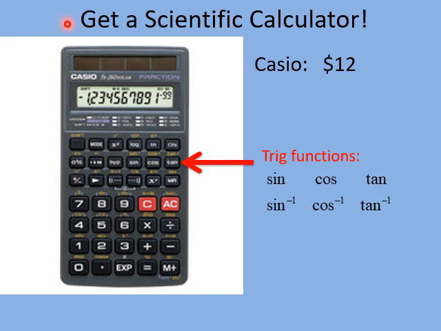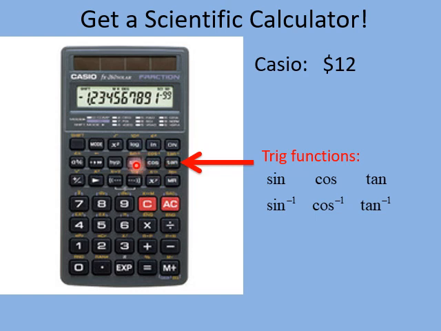In order to do this trig and the math involved with trigonometry, you're absolutely going to need a calculator. You'll need to have a scientific calculator. I would recommend something like this Casio solar-powered one here. Very cheap, you can get them for about 12 bucks or so. Make sure you can find the trig functions on your calculator and make sure you know how to use them. The sine, cosine, and tangent keys on this particular calculator are shown right here.